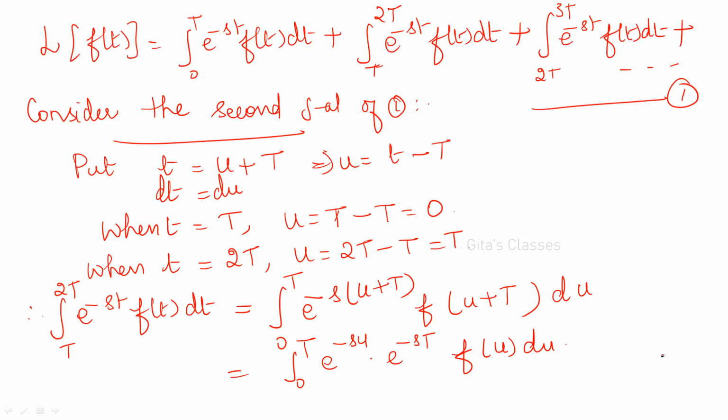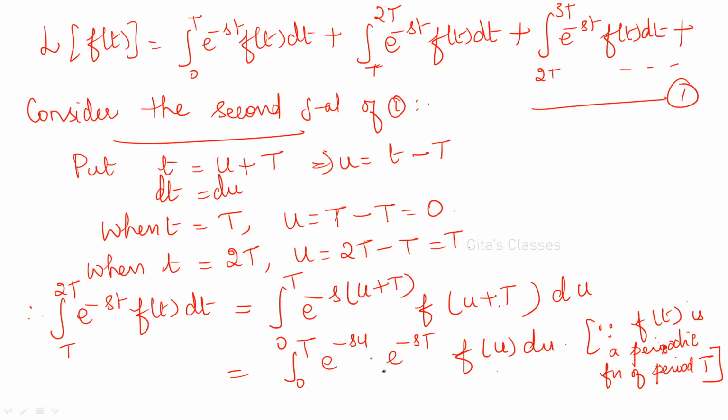Now, this is integration with respect to u. That's why now f of u plus T is equal to f of u. So, here you can write the reason: because f of t is a periodic function of period capital T. So, this is the reason you are writing f of u plus T is equal to f of u. Now, the integration is with respect to u.